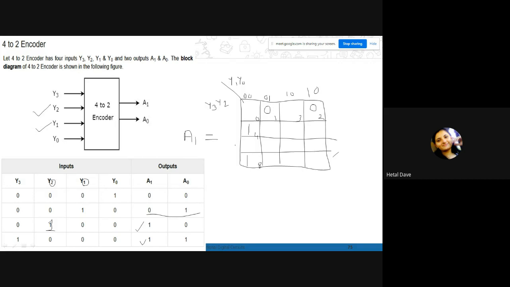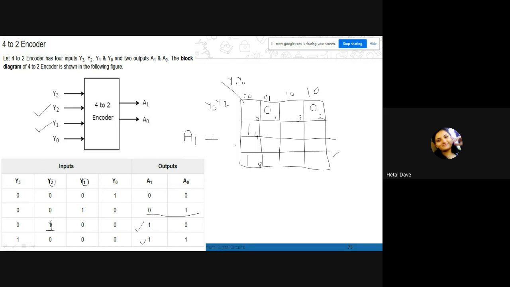Whenever my input is 0, 0, 0, 1, I am getting 0. Definite logic 0. Whenever my input is 0, 0, 1, 0, definite output 0. Whenever my input is 0, 1, 0, 0, definite output 1. Whenever my input is 1, 0, 0, 0, definite output 1.